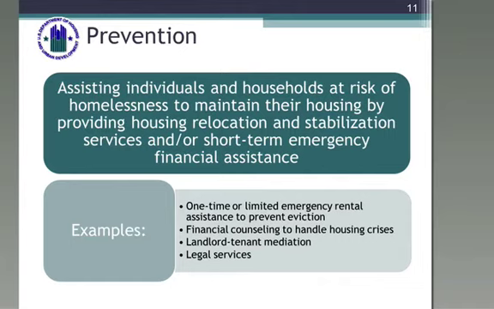Prevention should be an integral part of every community's continuum. However, it is difficult to actually predict who will become homeless versus who would be able to avoid homelessness without intervention. Homeless prevention funding sources include Emergency Solutions Grant and limiting opportunities under the CoC program.